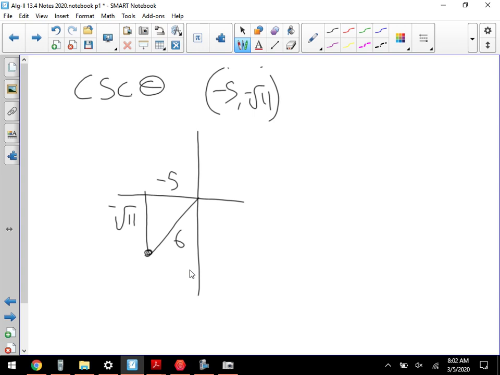Cosecant is the reciprocal of sine. So sine here would be negative root 11 over 6. So this would be 6 over negative root 11, which is negative 6 root 11 over 11. That is beautiful.